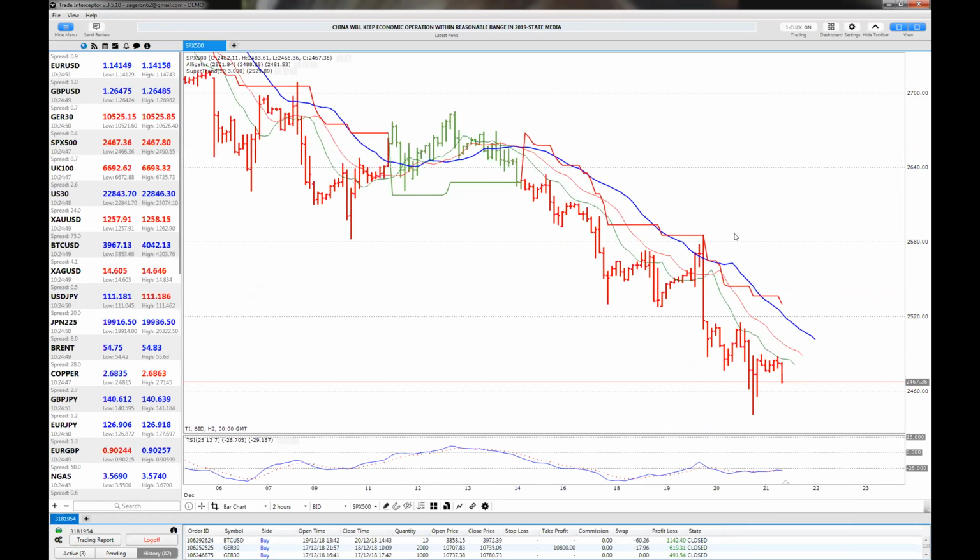Now we have red candles. The candle turns the color in line with the color of the Supertrend indicator. Here is green, here is red. It's self-explaining what happened here.